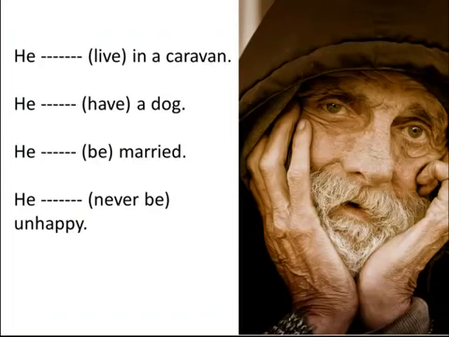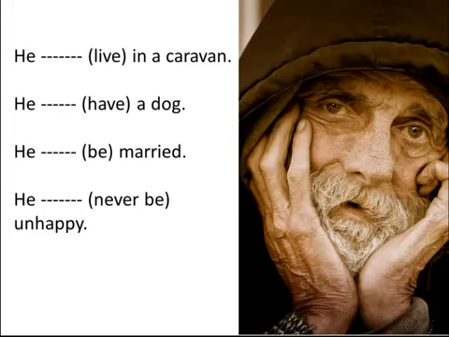So let's have a little bit of control practice for the learners. Give them a gap fill like this. You ask them to fill in what happened in the past that doesn't happen now. So they in pairs have a look. He used to live in a caravan. He used to have a dog. He used to be married. He never used to be unhappy. Is he unhappy now? Yes.